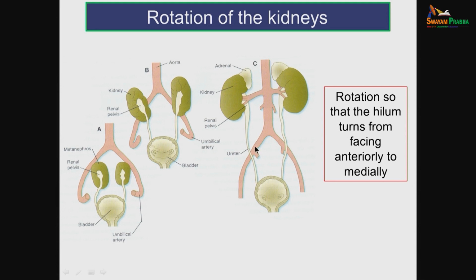Once it ascends, initially the hilum of the kidney is facing anteriorly. What happens is there is rotation of this hilum, and hence the hilum faces medially in adults. From the anterior position it moves more medially. So this is rotation of the kidney.